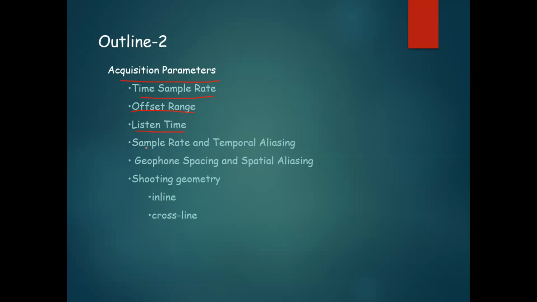Then listen time and the sample rate. I already covered the sample rate and temporal aliasing. We'll be talking about aliasing, geophone spacing and spatial aliasing, and shooting geometry, that is, in what pattern data can be acquired. If I want to go for a 3D kind of survey, we'll be using geometry with inline and crossline. Inline and crossline are nothing but, suppose this is my area of investigation and I want to conduct a survey in 3D fashion.